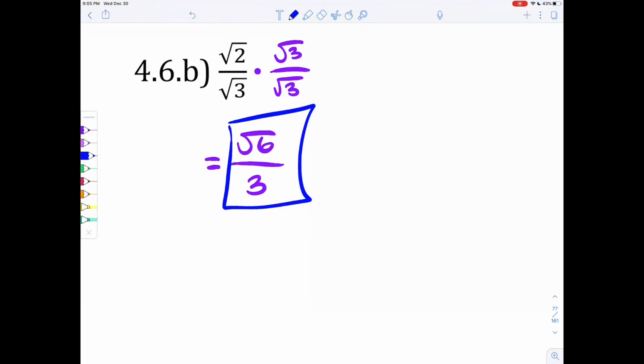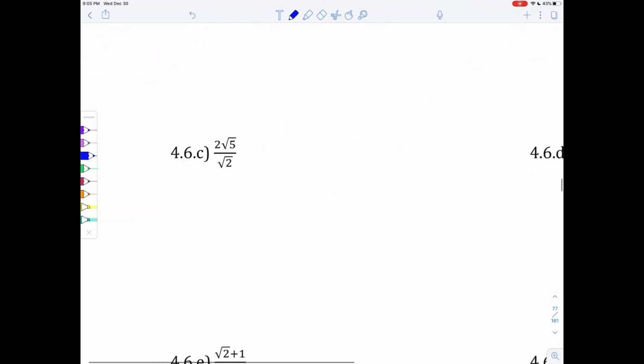Again, reminder, we cannot simplify this to root 2 over 1. That is not allowed, even though you're like, hey, 6 and 3 have common factors. Root 6 and 3 do not. Okay, so that is not allowed. Whole numbers with whole numbers, radicals with radicals.